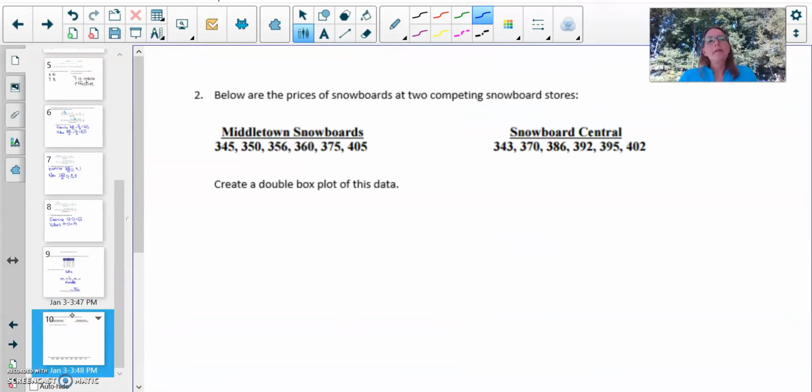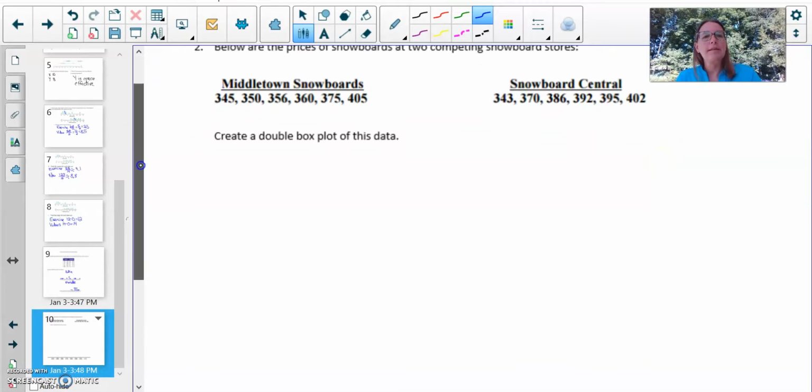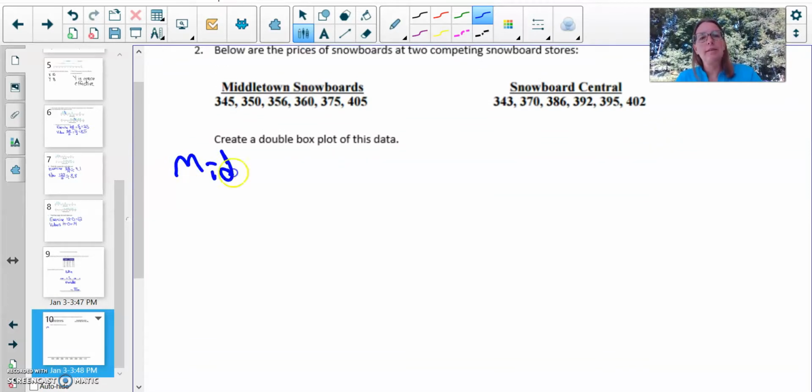Okay, below are the prices of snowboards at 2 competing snowboard companies. Create the double box plot of this data. So it's nice that I'm checking to see my data is already in order for me. So that's going to help me out quite a bit. So let's first look at Middleton. I'm going to start by finding my median, which remember is my second quartile. There's 1, 2, 3, 4, 5, 6. So it's between 356 and 360.